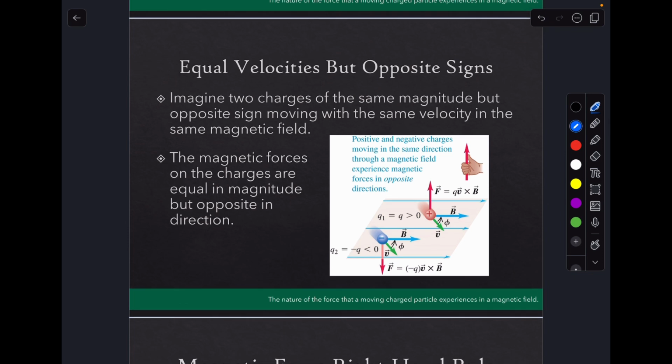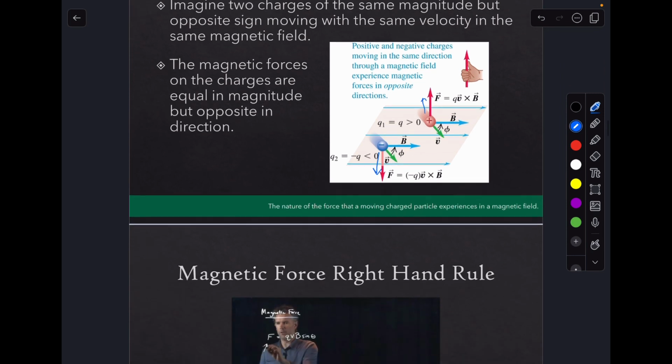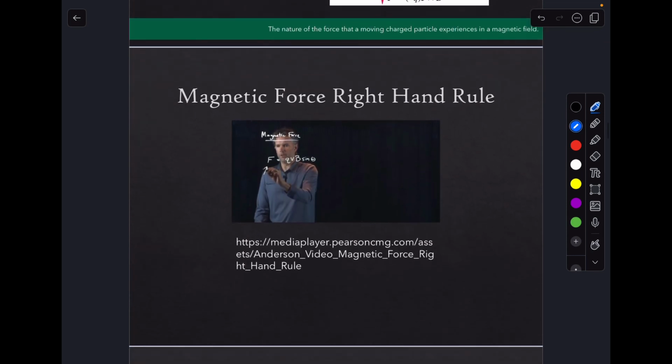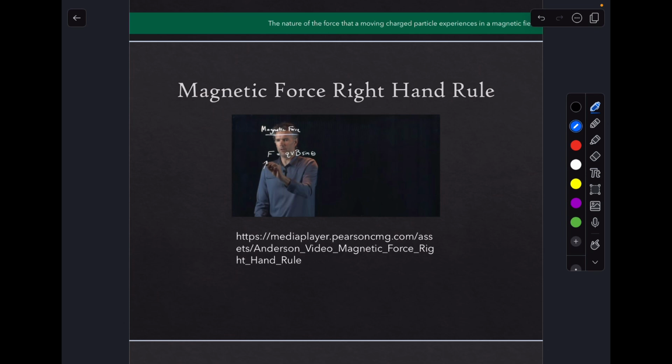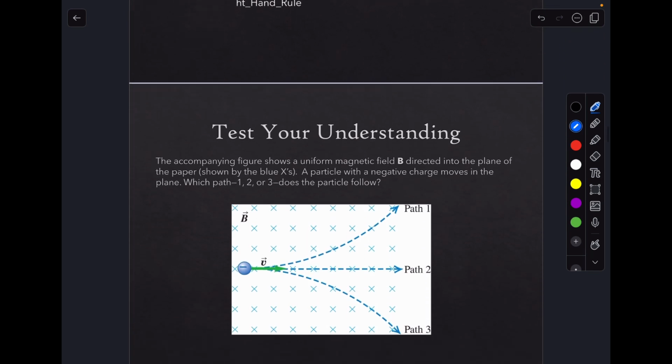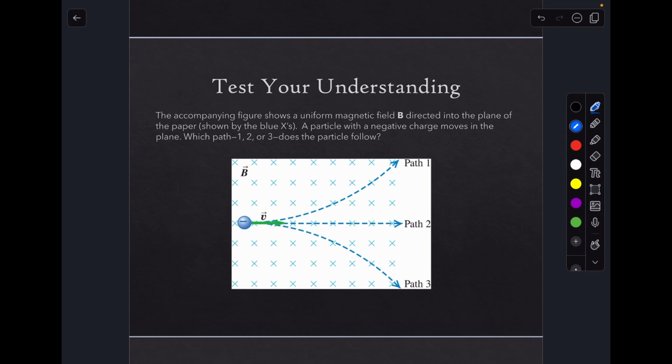So this is just something to think about. The B field is pointing to the right for both particles, and the velocity is pointing down for both particles. But the force they feel is the same magnitude but in opposite directions. The positive particle will feel the force pointing up, and the negative particle will feel the force pointing down. This video also goes over the right-hand rule a little bit more. It's a great one to watch just to really get that kind of complicated method down.